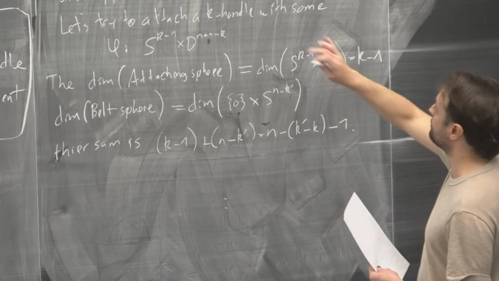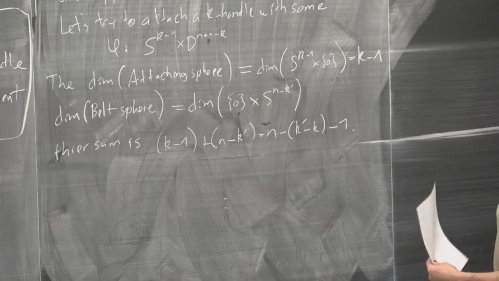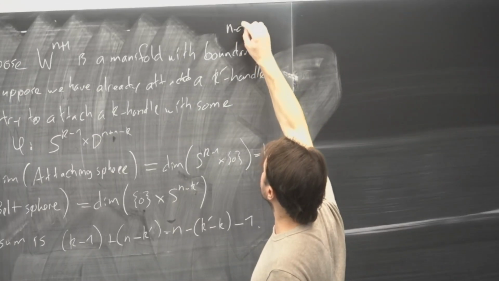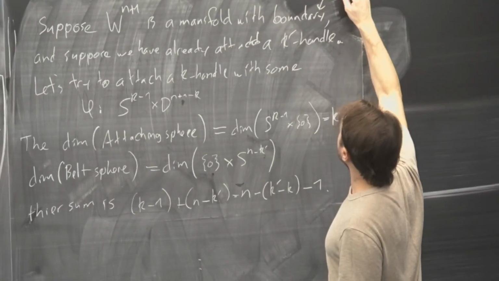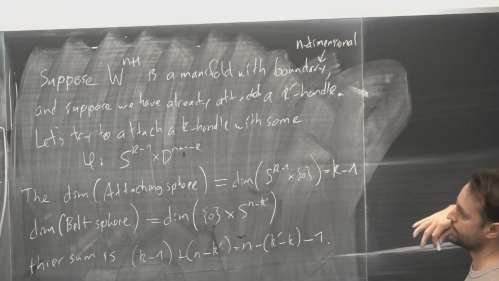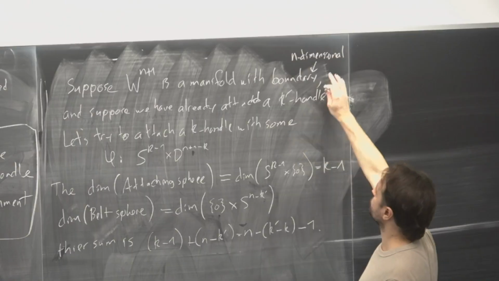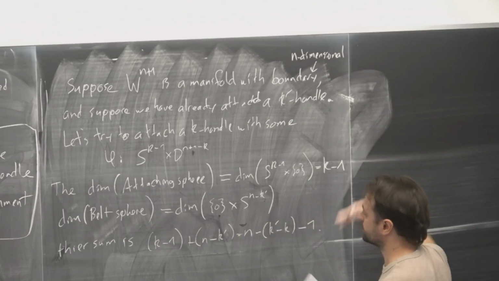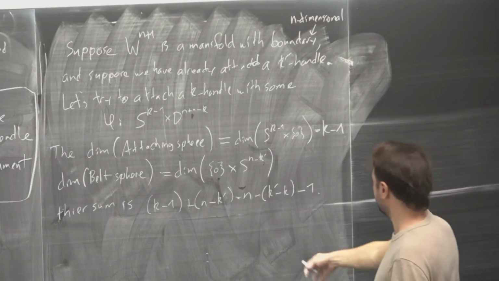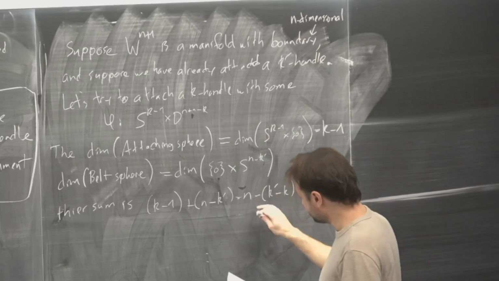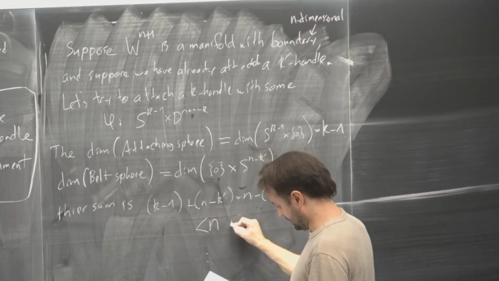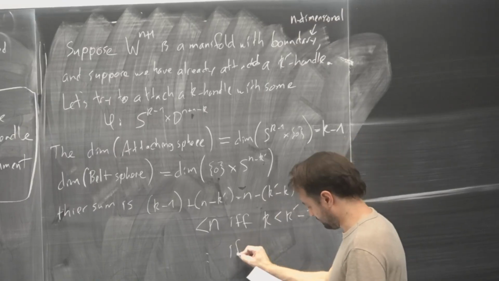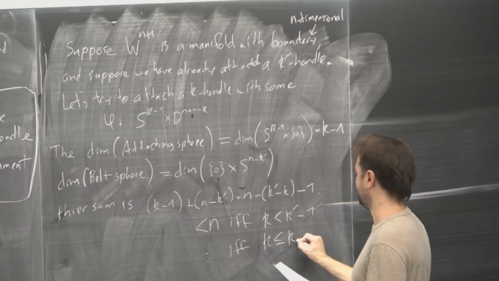So, right, our ambient manifold is n plus 1 dimensional, but we're actually attaching it to the boundary, specifically only attaching it to the boundary, which is n dimensional. So all of our handle calculations are done in the n plus 1 ambient manifold, but for the transversality principle, since we're attaching it only to the boundary, we want to think about having an n dimensional ambient manifold, just looking at the boundary of our n plus 1 dimensional manifold. So this should be less than n if and only if k is less than k' plus 1, which happens if and only if k is less than or equal to k'.